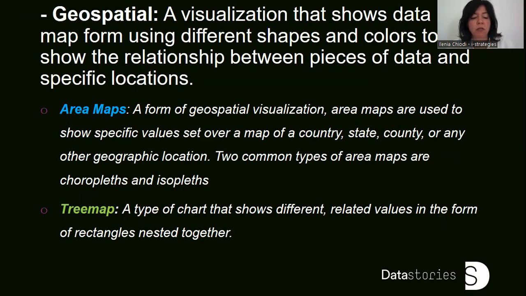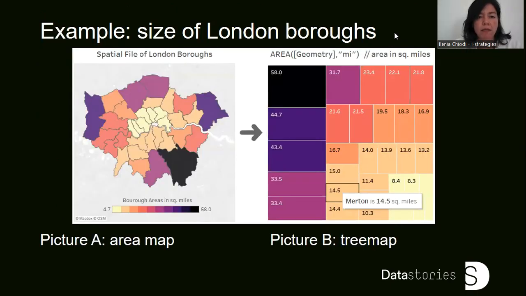Another representation is a geospatial visualization that shows data in a map form, using different shapes and colors to show the relationship between data and a specific location. We can have area maps or tree maps. In this example, we can see the sites of London boroughs. In the first, we have an area map. In the second, we have a picture of a tree map.